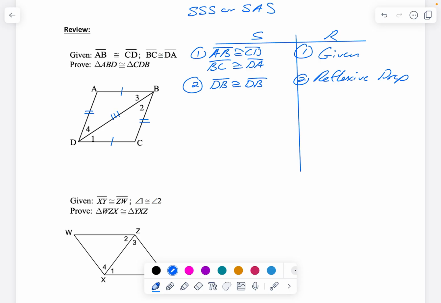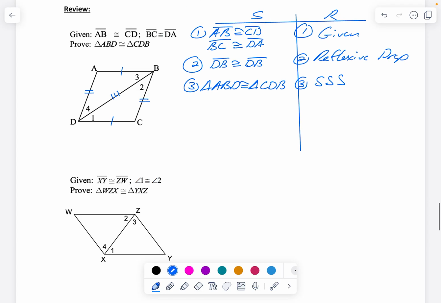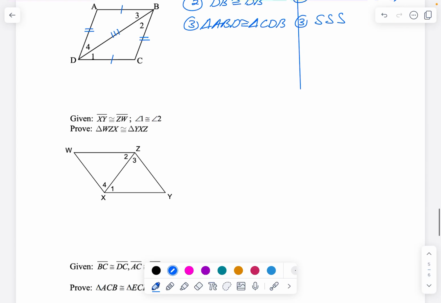And I'm going to mark it right there. And now we can say that the triangles are congruent. Triangle ABD congruent to triangle CDB by SSS. Good warm-up. Nice and easy. Now, let's look at something a little bit more challenging. Next one.